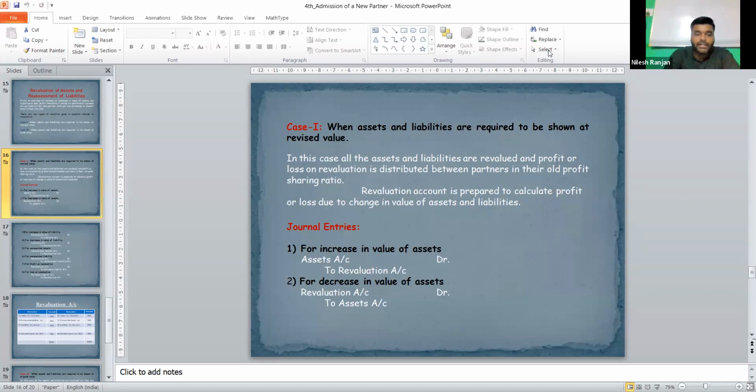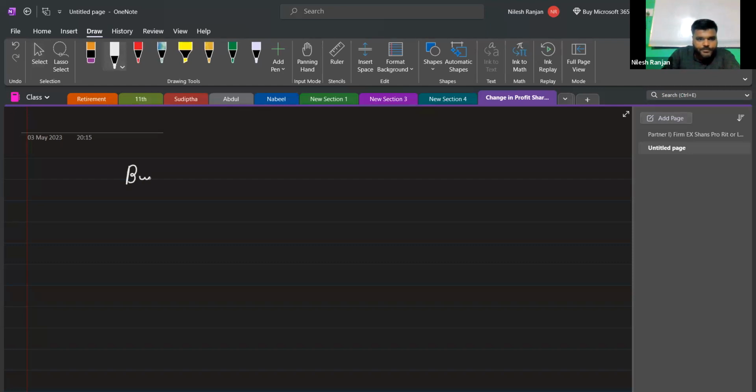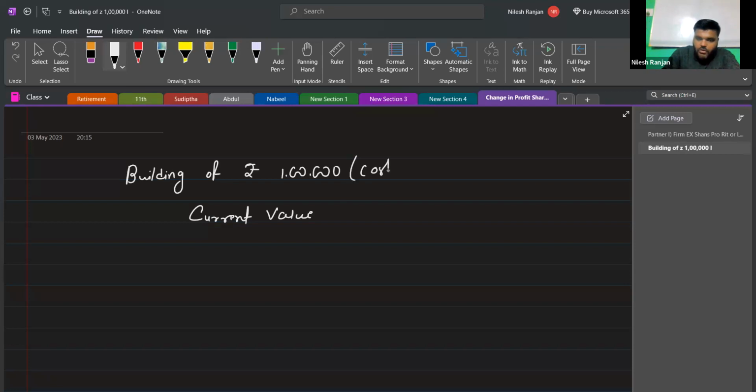Like if there is a building of 1 lakh, this is cost, 1 lakh is cost, and the current value of this building is 1,20,000. Tell me what will be the amount which is to be recorded in a revaluation.